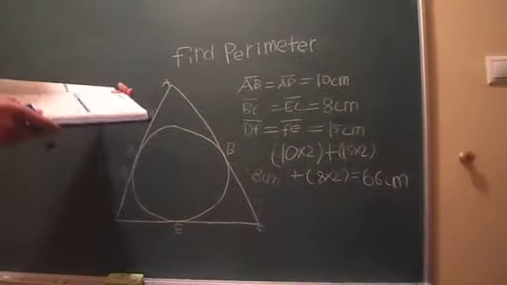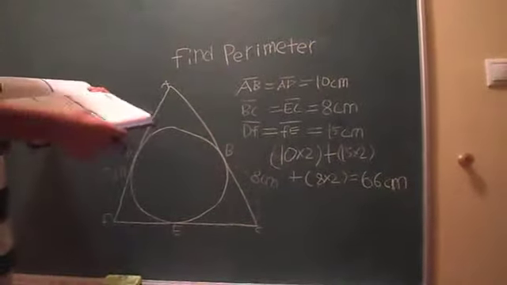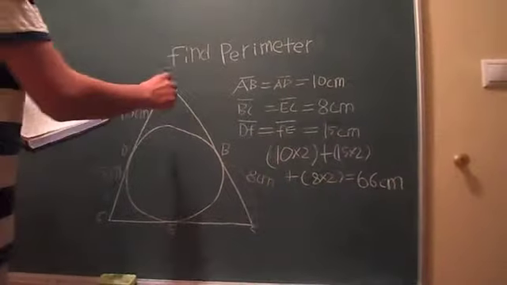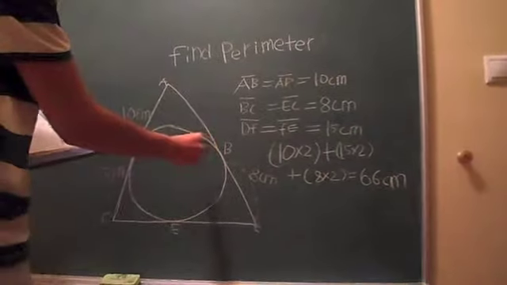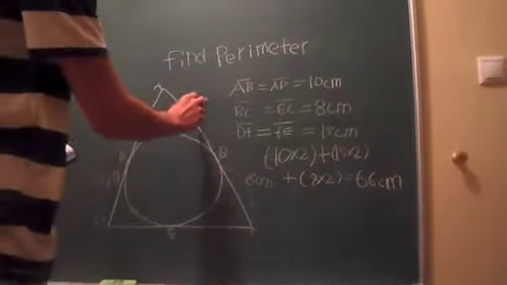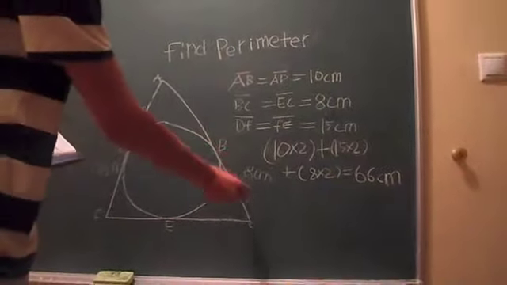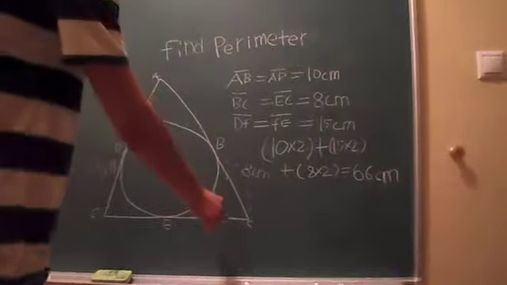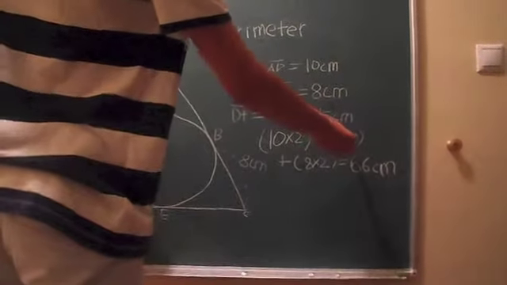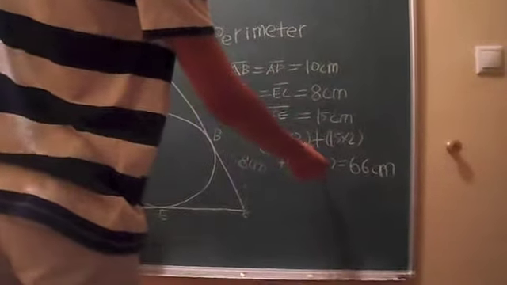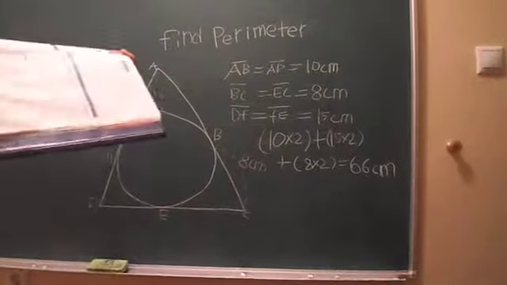In this case, you have to use Theorem 12.3. Since the two segments are tangent to the circle from one point outside the circle, they're congruent. AD and AB are congruent, so that makes it 10 centimeters, and DF and DE are congruent, so this is 15, and BC and CE are congruent, so that's 8. So you get 10 times 2 plus 15 times 2 plus 8 times 2, which gives you 66 centimeters as the perimeter of triangle ABC.